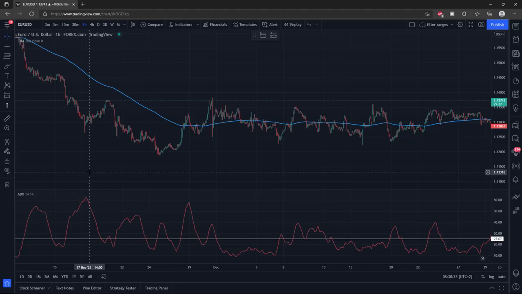Although, as I said at the beginning, there's no way to avoid all the ranges. You will inevitably take losses on ranges and reversals. It's just bound to happen, and there's no way to avoid that. So these are just some tactics that you can use to help avoid the ranging periods.